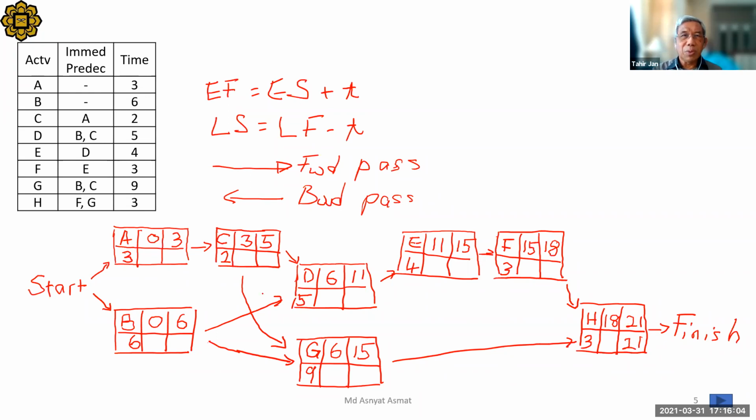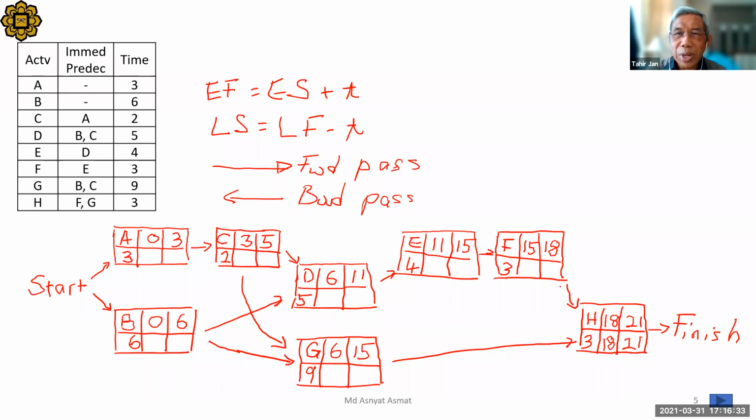Okay, now let's move backward. Backward, what are we looking for? Late start, right? And then the rule is late finish minus activity time T. Okay, this one is very easy. I think you have finished already on your own paper. So what number here? Late finish 18.